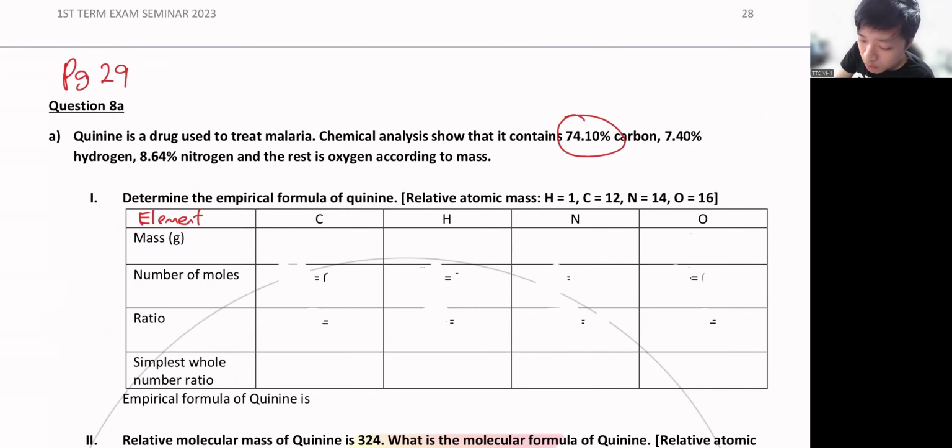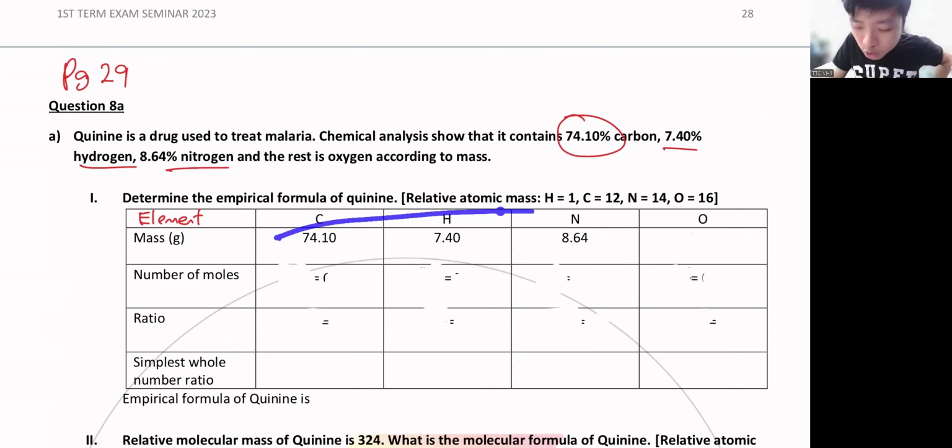So if you get 74.1%, it means you get 74.1 gram. Same thing, just put it inside. Then the oxygen, the rest is oxygen, so just subtract. Total percentage is 100, so you use 100 minus these three numbers. You get 9.86 gram.